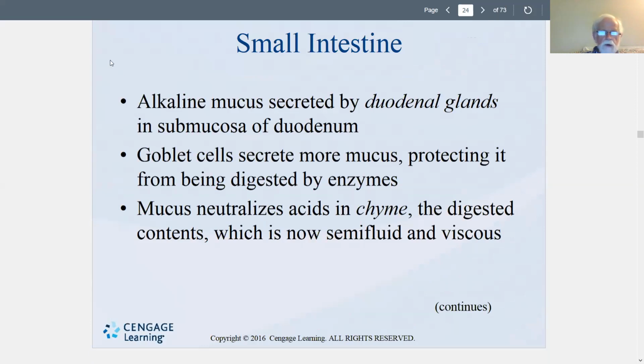In the small intestine, there's an alkaline mucal secretion by the duodenal glands in the duodenum. A series of cells known as goblet cells secrete a lot of mucus, protecting it from being digested itself. Mucus neutralizes the acids in chyme, the digested contents of the stomach, which is now semi-fluid and a bit on the viscous side.